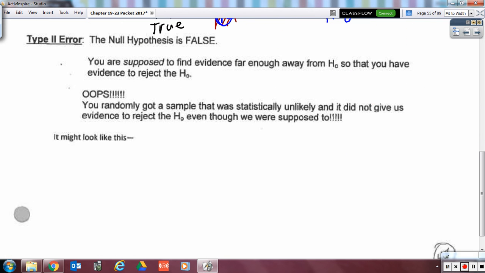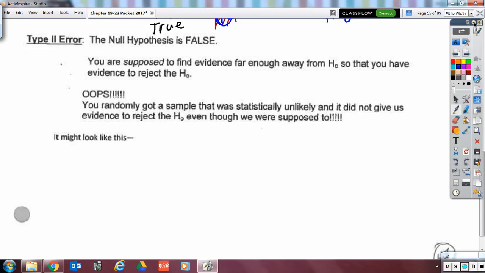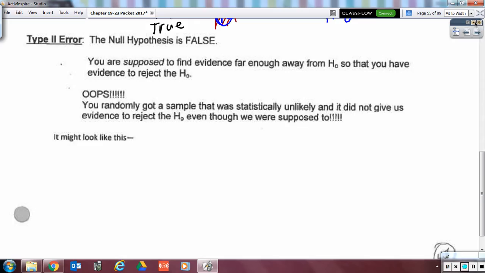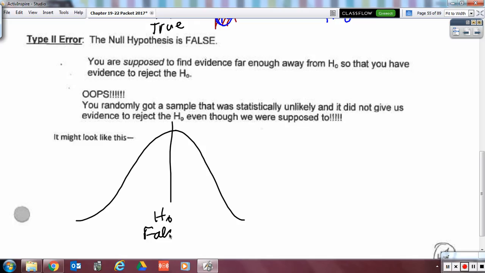All right, let's move on and do the definition of type 2 error. So here we go, type 2 error. With a type 2 error, the null hypothesis is false. So that starts out looking like this. The null hypothesis is false. If the null hypothesis is false, is the data located around the null hypothesis? No, it is not. The data is not centered here. It is centered somewhere else. So no data really close to the null hypothesis.